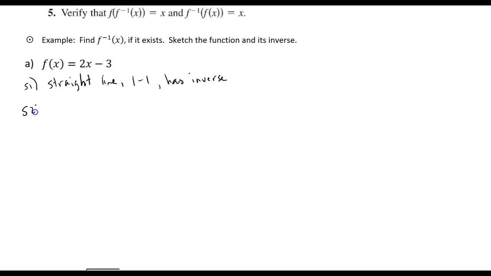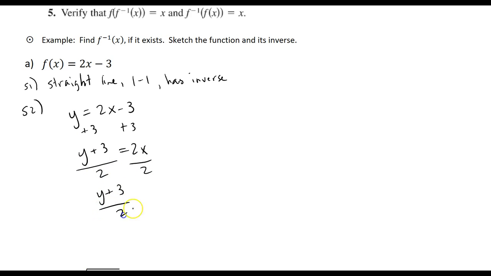So step 2, I'm going to replace the f of x with y, and then I'm going to add 3. So I get y plus 3 equals 2x, and then I would divide by 2. So I would get (y plus 3) over 2 is equal to x. And then step 3, I'm going to replace the x and the y, I'm going to swap them. So I would get that (x plus 3) over 2 equals y, or y equals (x plus 3) over 2.